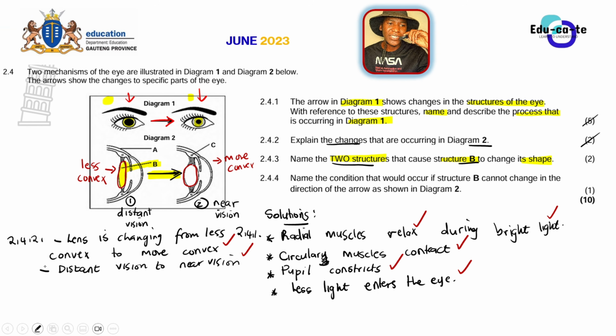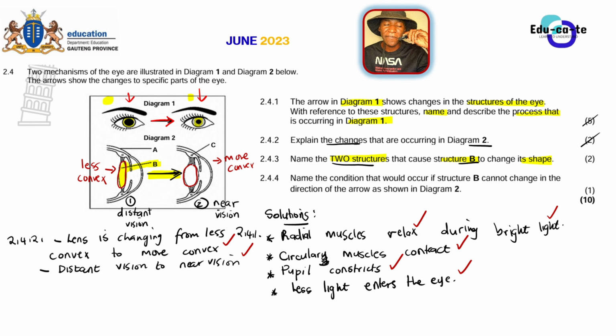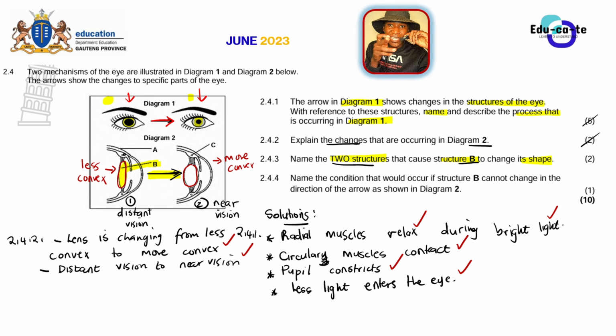Remember, in accommodation, when you are changing from distant vision to near vision, something must happen to the ciliary muscles here. The ciliary muscles must contract. And then the suspensory ligaments, what should they do? They must slacken, or loosen off, okay, if you know the process of accommodation.